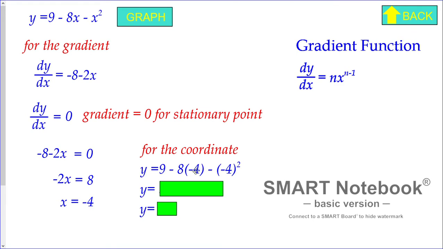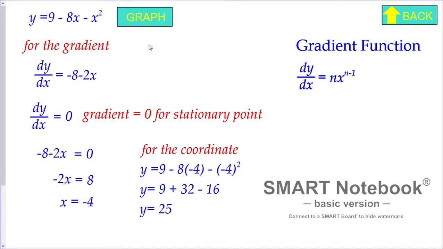For the coordinate, we substitute back into the original function. If you do the math here, you'll end up with 9 plus 32 minus 16. This is a tricky one. We have to do minus 4 squared first, and then take that away. So minus 4 squared is actually 16, and then we take away 16. So y equals 25. Our stationary point is found at the coordinate minus 4, 25.